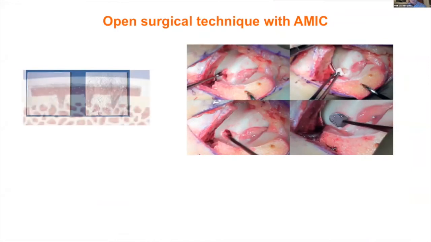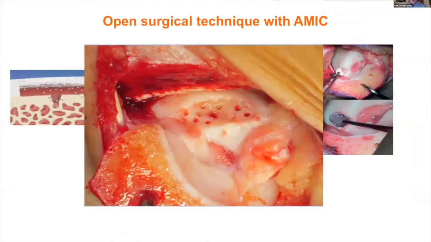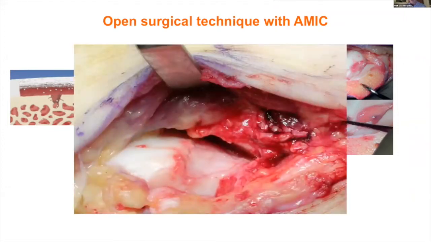You see what generally happens after having corrected the walls, the vertical walls, is to make the microfracture on the surface of the cartilage, and then you see we cover the defect with the membrane.